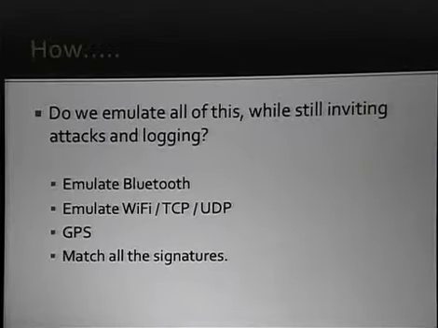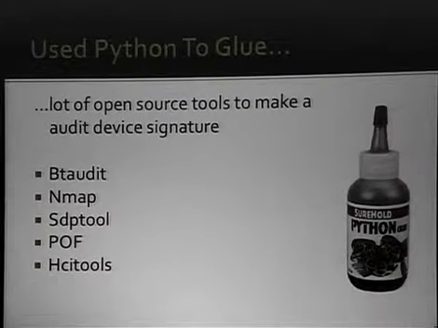What we built was just a system like this, just off-the-shelf equipment, a standard Artigo PC with some Bluetooth dongles and Wi-Fi dongles and GPS, and start reading all of that. We used Python to glue a whole bunch of stuff together to make device signatures. And there's a bunch of great tools out there. BT Audit will interrogate the L2CAP and PSM channels for you and let you know what's open and what it looks like.